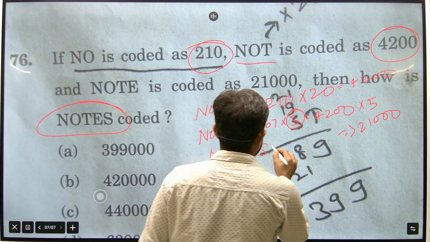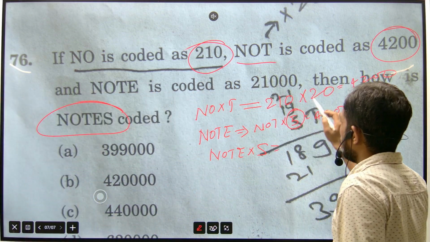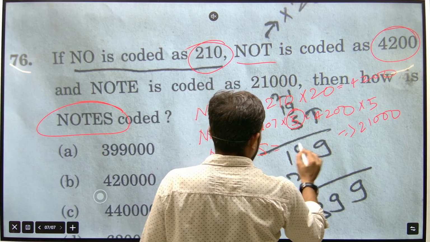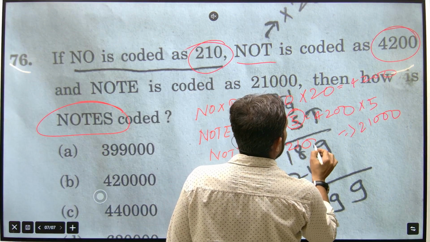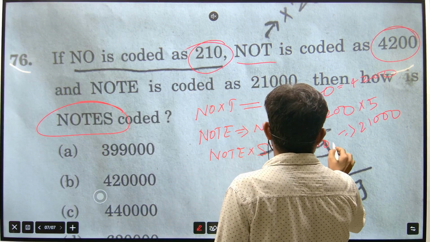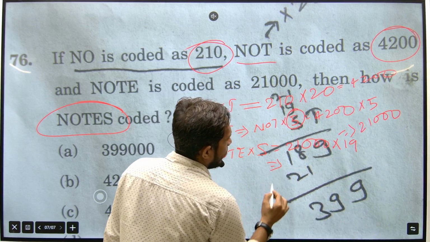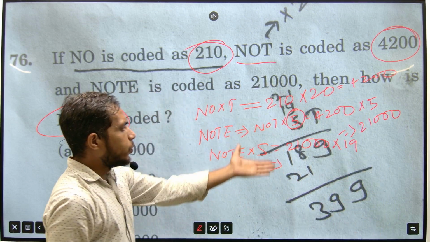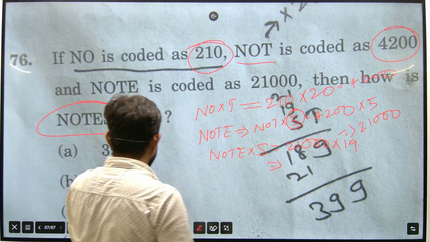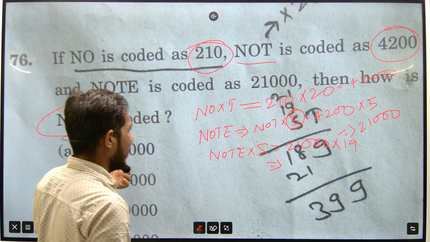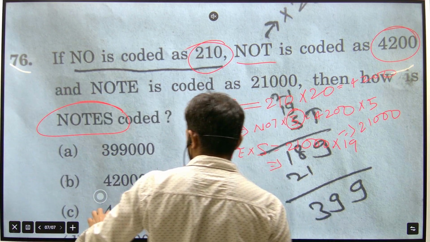So S, if T is 20, so S is what? S is 19. So that becomes 21,000 into 19. Means, we never do the full calculation here. 1 into 9 is 9. Where is the option ending in 9? There is only one option ending in 9. I think this is option 399.